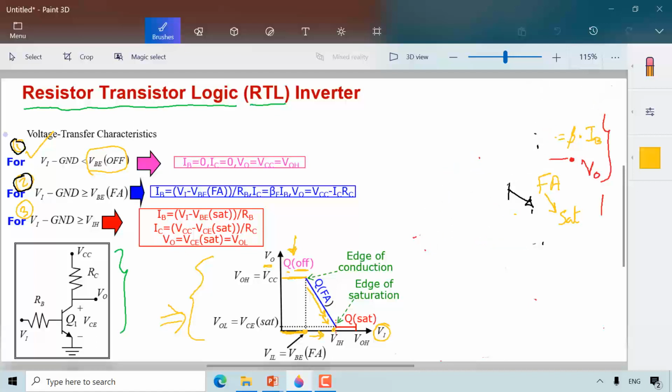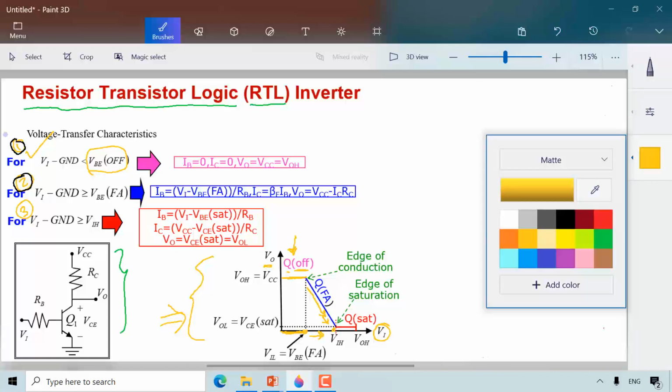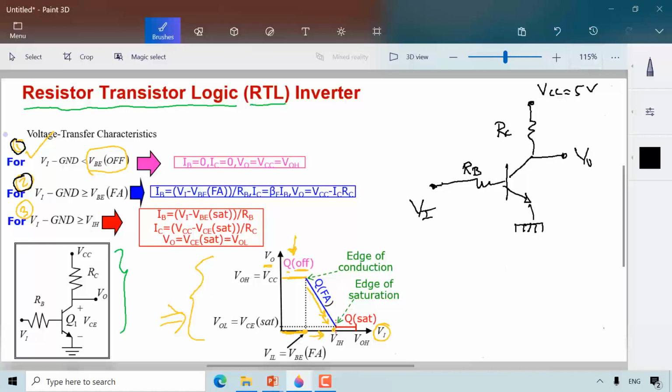Okay, so basically you have to remember that saturation occurs when VBE equals 0.8 volt. So let's go here and draw the circuit one more time. You've got your VCC equals 5 volt, and I have my RC and the collector, and then this emitter connected to ground, and then I have my RB, and it's connected to the input voltage. Now this is the output voltage here.